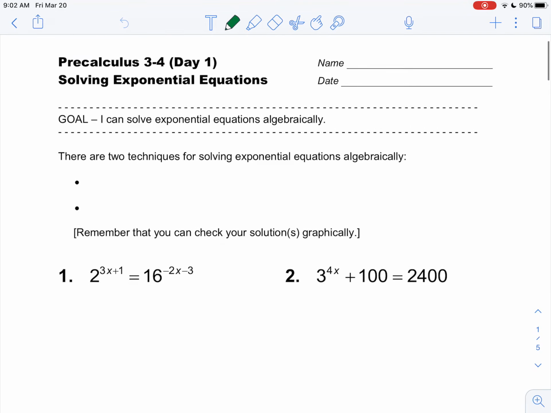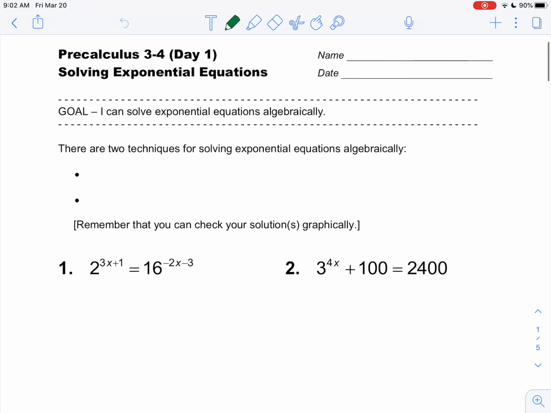You'll be able to check your answers using the graphing calculator, but if we ever get to give you a quiz or a test or a final, we're going to be looking for your algebra. And there's 2 techniques you're going to use.